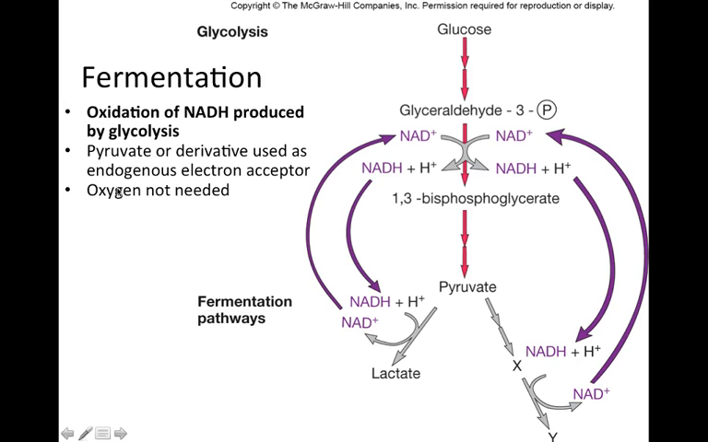So when there's no oxygen around, there's no shuttling of pyruvate into the citric acid cycle and ultimately no putting of electrons and protons into the electron transport chain.